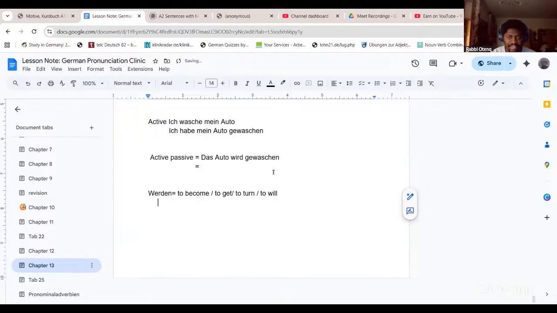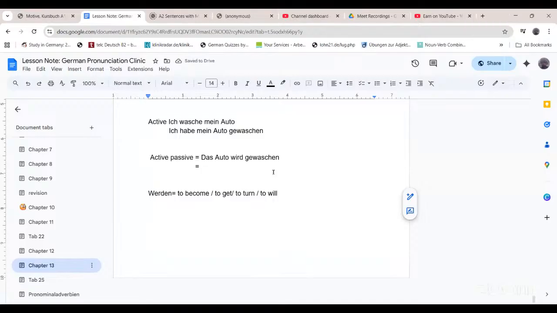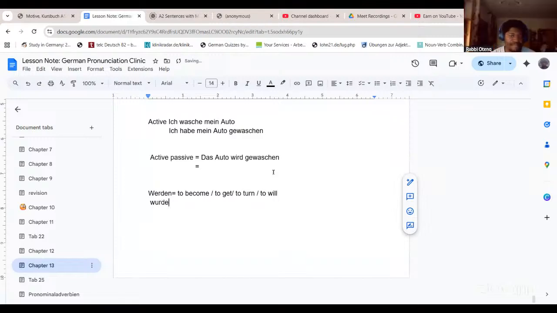The past tense is wurde. Yeah, wurde. Okay, or wurden. The past tense is wurden, which is what? Became, got, and I will, I have.